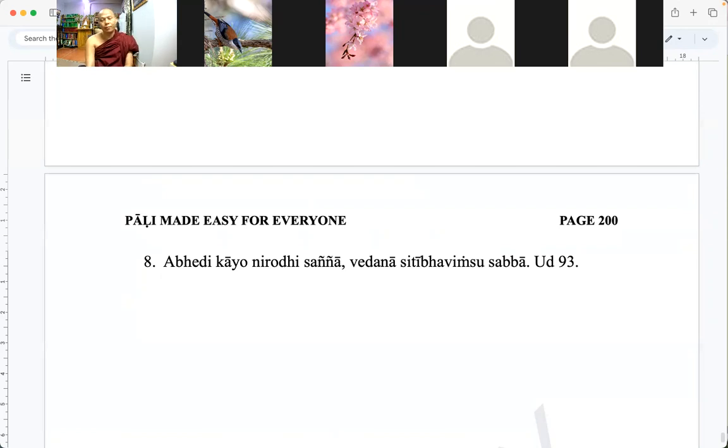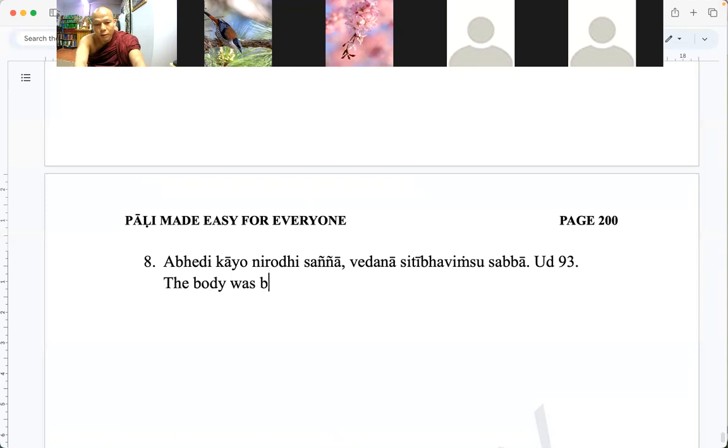So abedi, kayo, the body. So the body broke. The body broke. Abedi. So past tense, third person singular. Okay, abedi. So the body is broken down, and the body has broken. Okay. So kayo, that is one line.